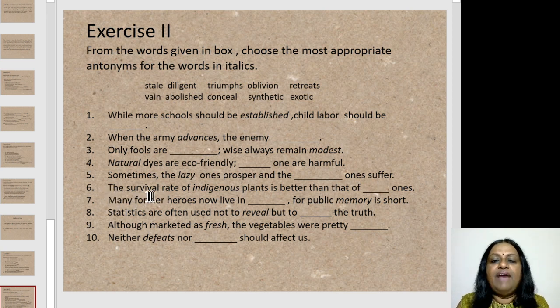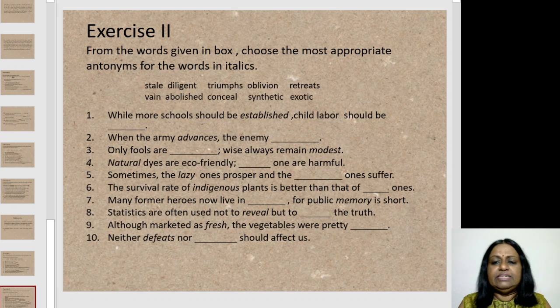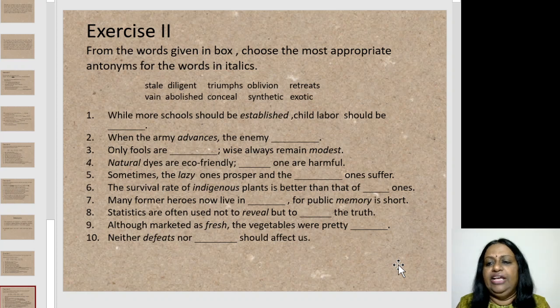6. The survival rate of indigenous plants is better than that of dash ones. Indigenous is in italics. Indigenous means native. So we need the opposite of indigenous. So indigenous is native plant. So what would be the word from our list? Exotic. So how we'll fill in the blanks: the survival rate of indigenous plants is better than that of exotic ones. Exotic doesn't belong to the native soil or environment; it has come from outside.